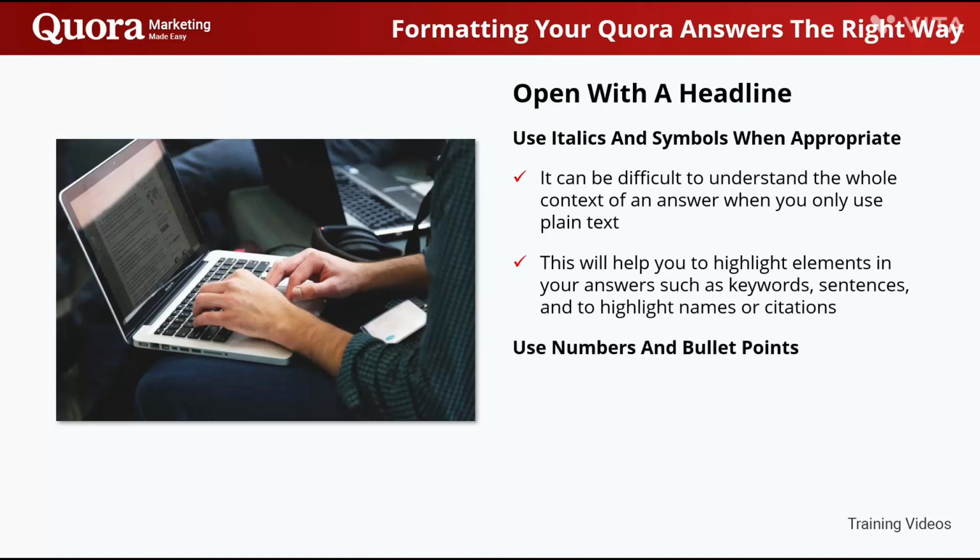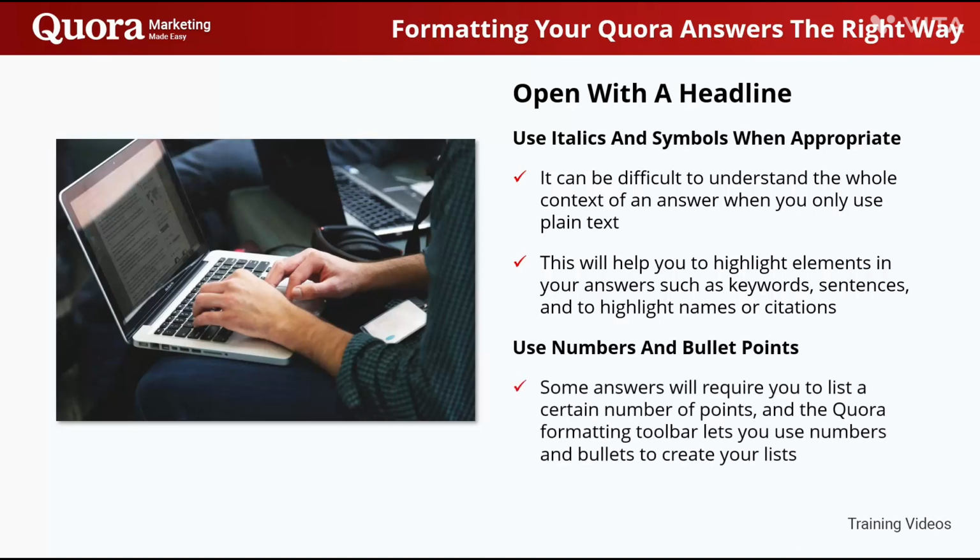Use numbers and bullet points. Some answers will require you to list a certain number of points, and the Quora formatting toolbar lets you use numbers and bullets to create your lists. This will help you keep your answers more organized and easier to read.